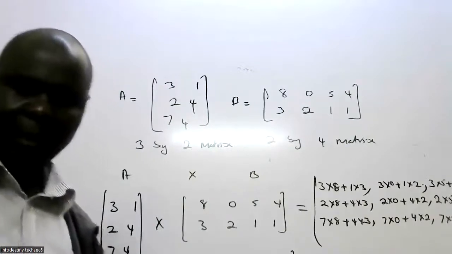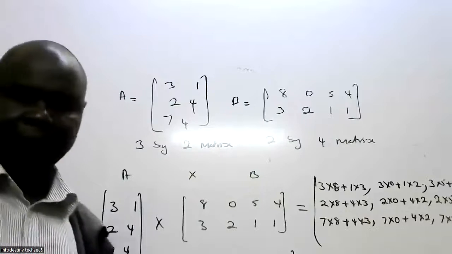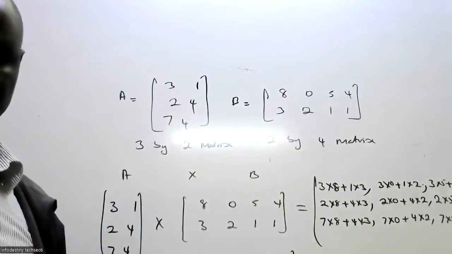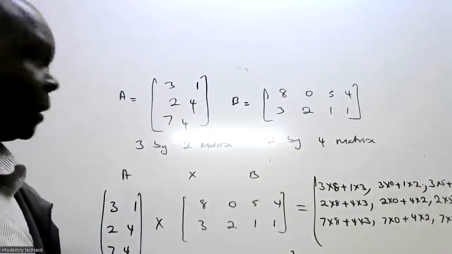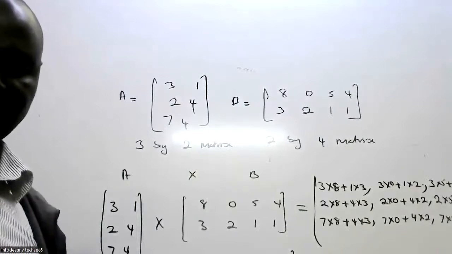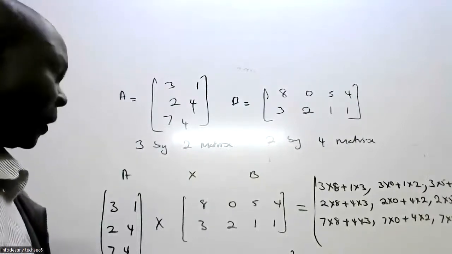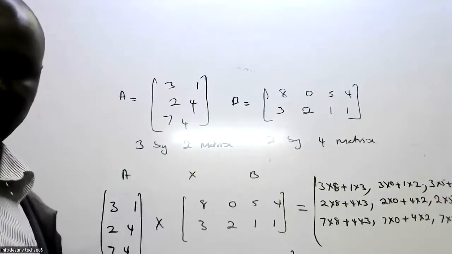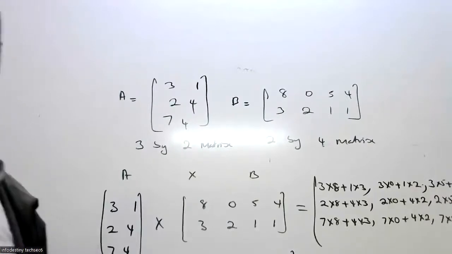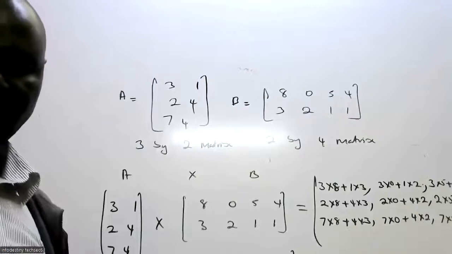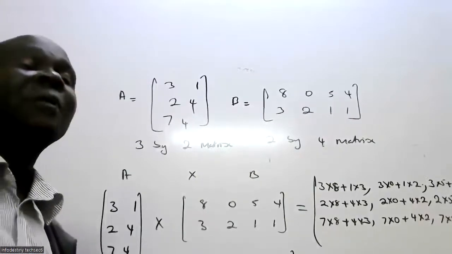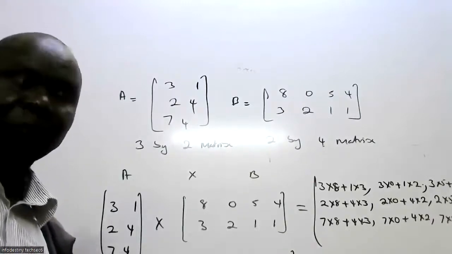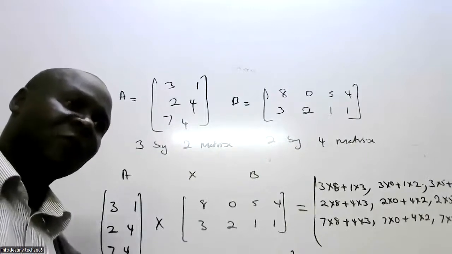So you continue by saying NB, number 1. The size of the final matrix AB is 3 times 4. That is, it has the same number of rows as A, and the same number of columns as B.